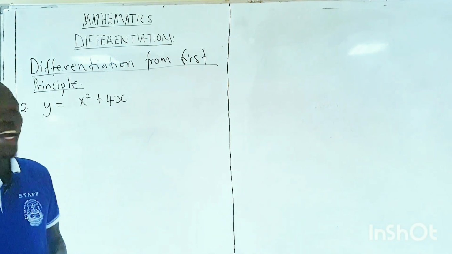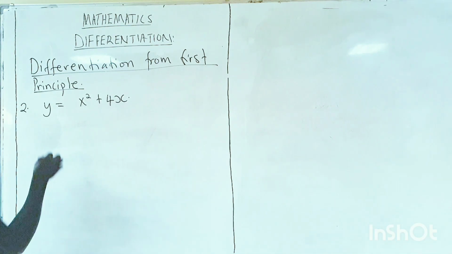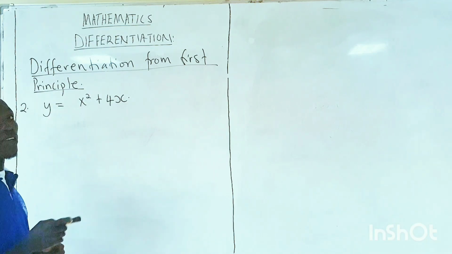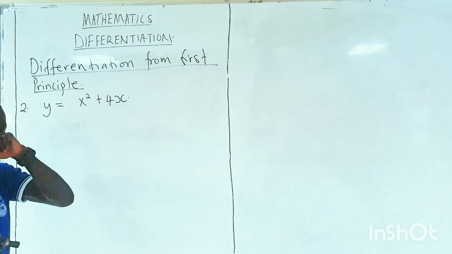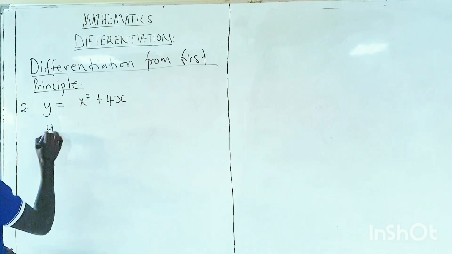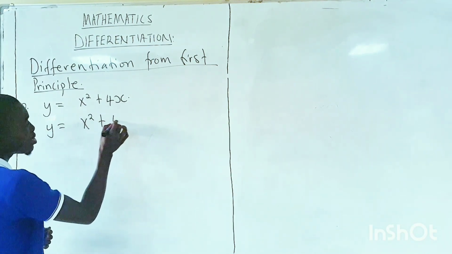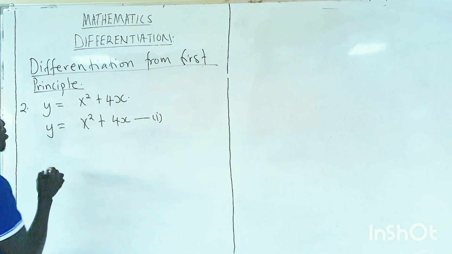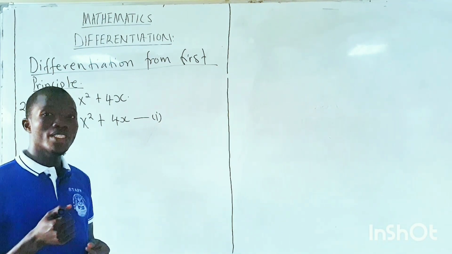So the next example we are having, still differentiating from the first principle, we have y equals x squared plus 4x. I said when you are differentiating from the first principle, the first thing you do is write our function given to you, which is x squared plus 4x, then call this equation 1.